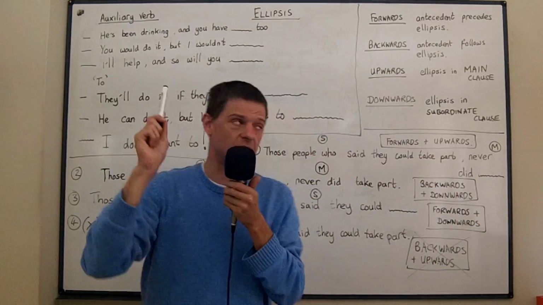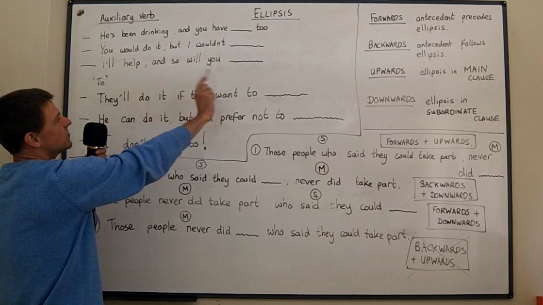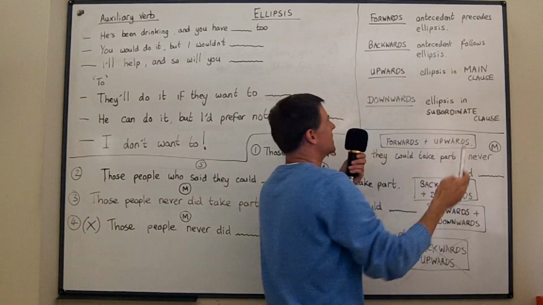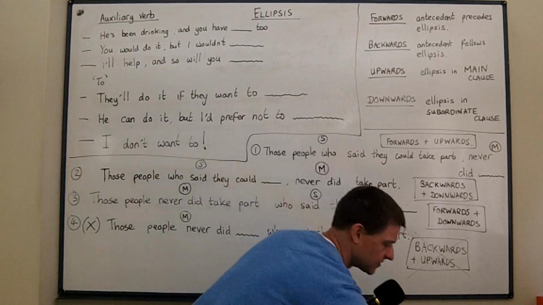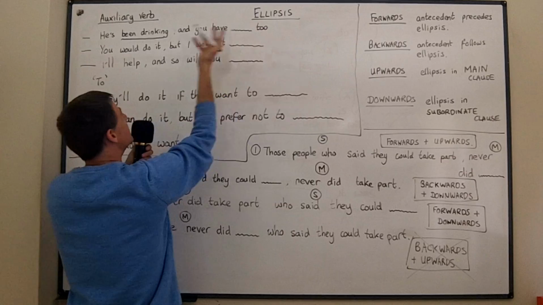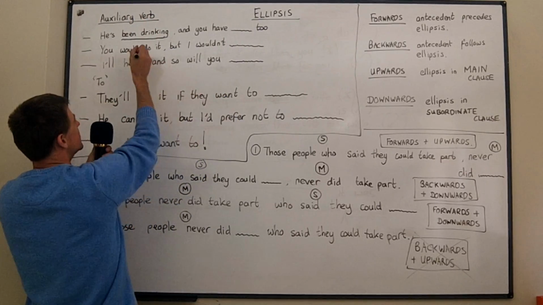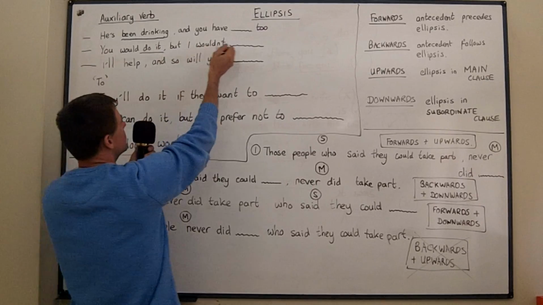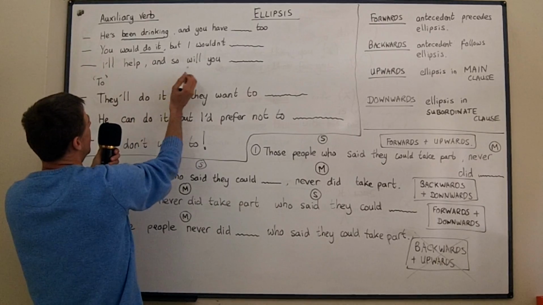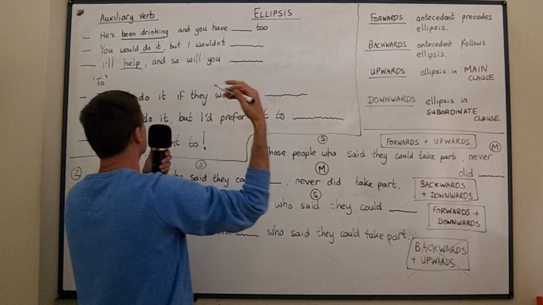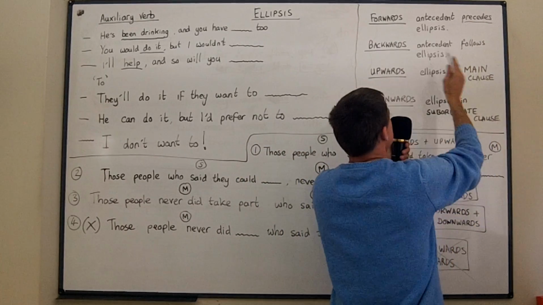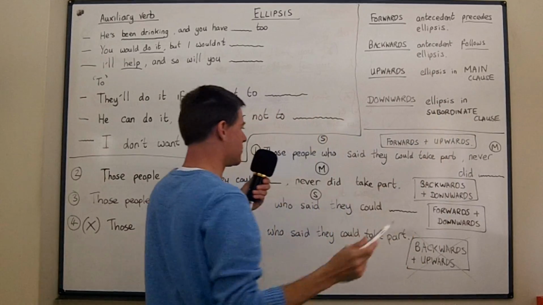So here we have 4 different types of ellipsis. All of these are forwards ellipsis. Why do we call them forwards? Because the antecedent precedes the ellipsis. The antecedent is been drinking, and it comes first before the ellipsis. The ellipsis doesn't come first. The antecedent comes first. The same here. You would do it, but I wouldn't. It's forwards. The antecedent precedes the ellipsis. And I'll help and so will you help, yeah? So again, the antecedent precedes the ellipsis. It comes first. It doesn't follow the ellipsis, which would be backwards.